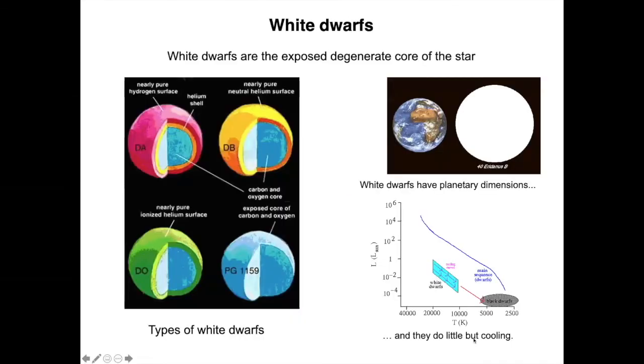So first, what are white dwarfs? White dwarfs are the exposed degenerate core of the star. They have about planetary dimensions. You see here a typical white dwarf compared to the radius of the Earth.